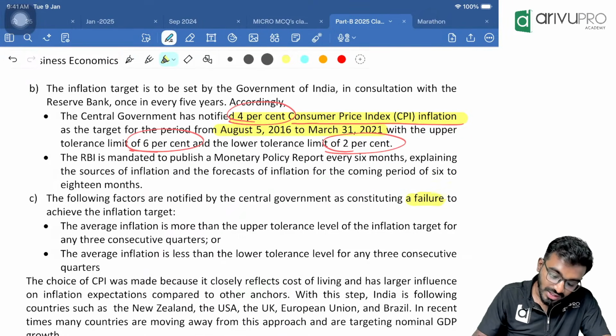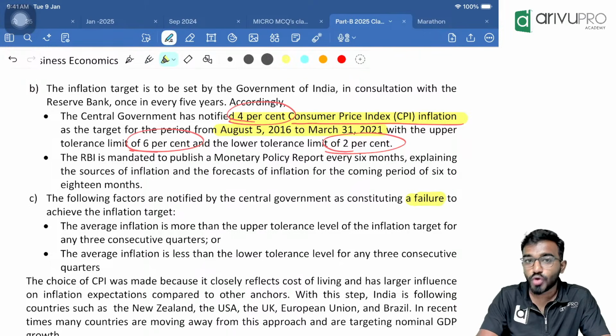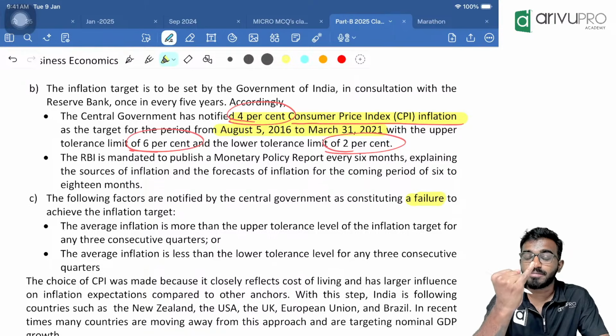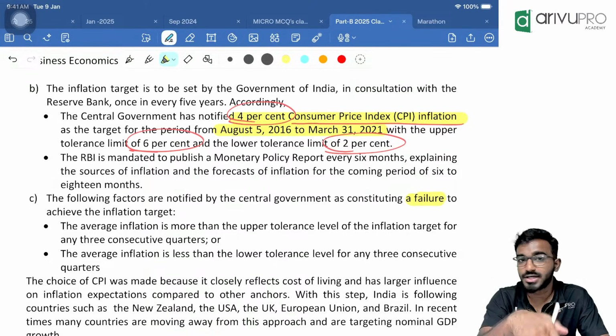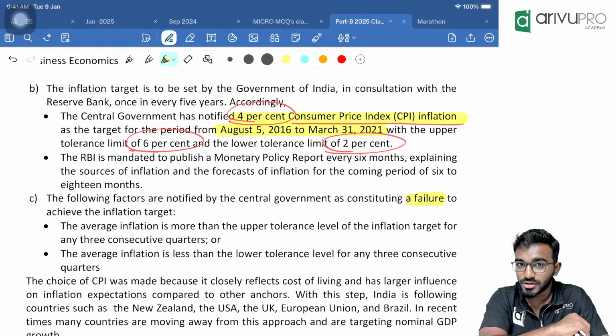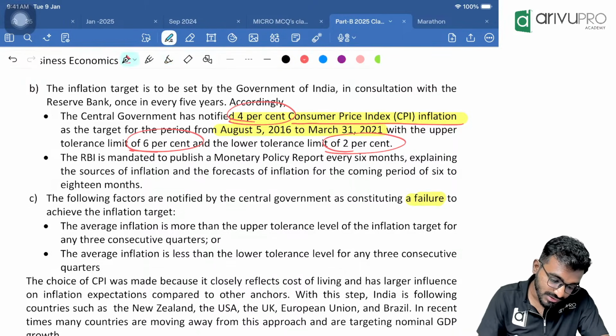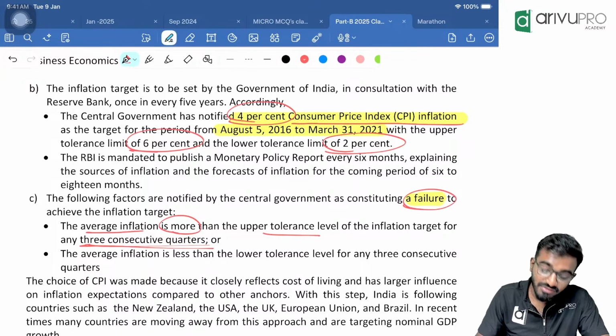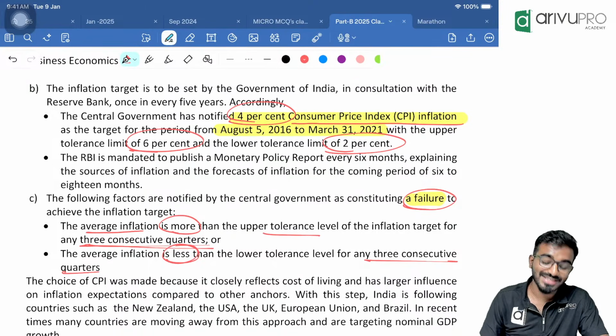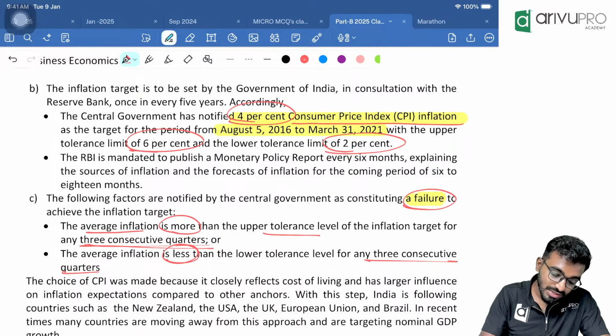Then how exactly do we consider it a failure? In any 3 consecutive quarters, boys, not the quarter you are thinking. We are speaking about every 3 months: April, May, June is quarter 1, July, August, September is quarter 2, October, November, December is quarter 3, January, February, March is quarter 4. In any 3 continuous quarters, if the average inflation is more than the upper tolerable limit, that is called a failure. Same way, in any 3 consecutive quarters, if inflation is less than the lower tolerable limit, it is called a failure. So we try to achieve the target.